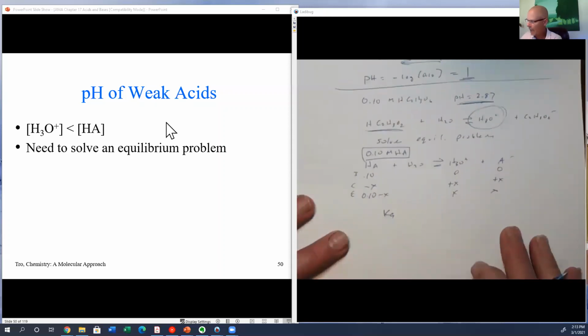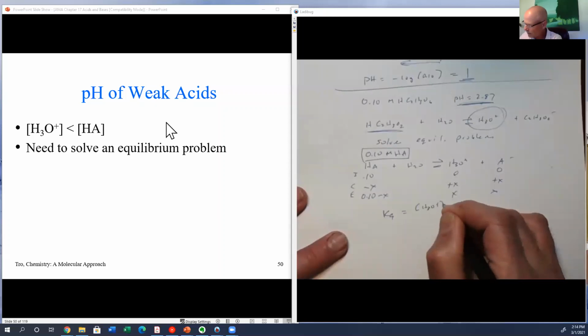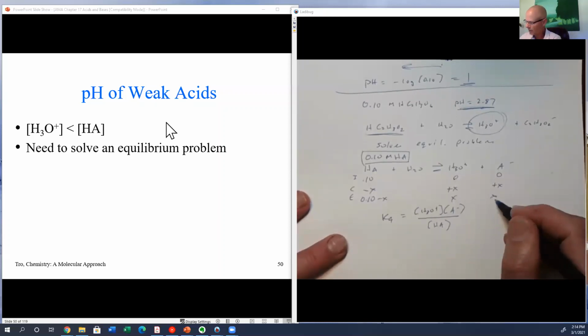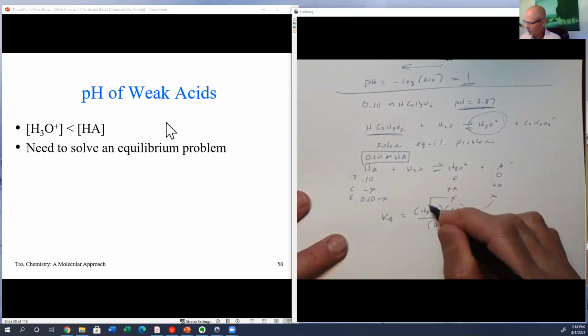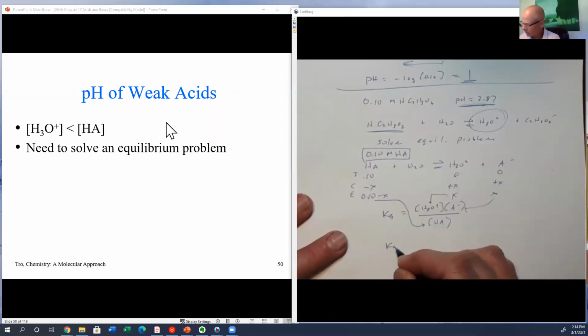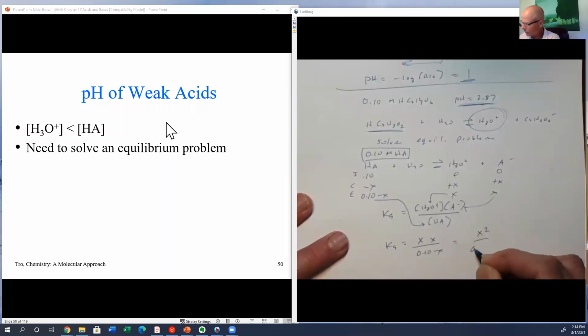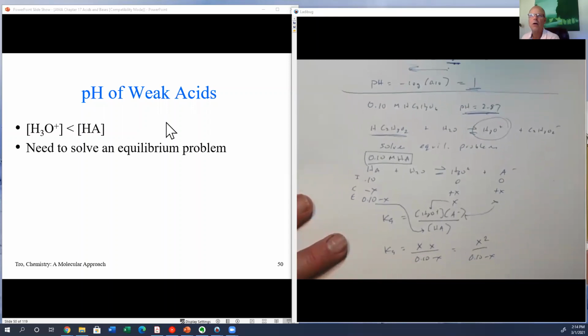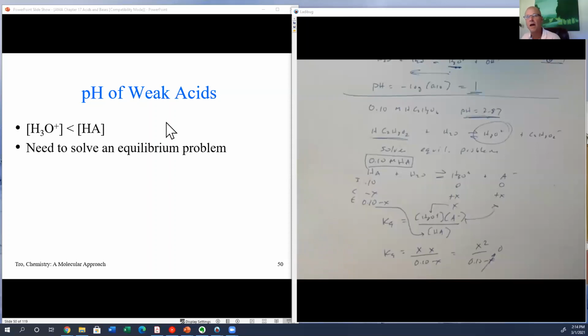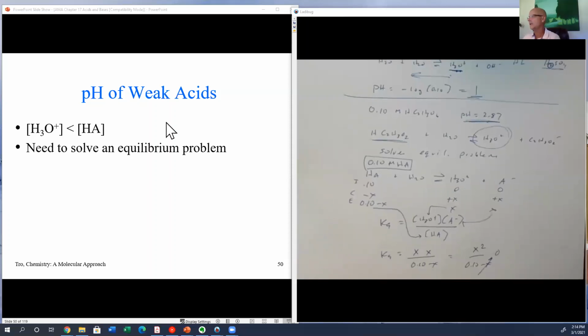The expression for Ka is equal to the concentration of H3O plus times the concentration of A minus, all over the concentration of HA, right? So then you just plug these things in. This goes here, that goes there, and you get, guess what, a quadratic equation: x squared over 0.10 minus x is equal to Ka. Now, for many of these acids, since they're weak and since they have small equilibrium constants, you will be able to make the x is small approximation, okay? So that'll be the case for many of them, but not all of them. So let's look at a couple of examples.